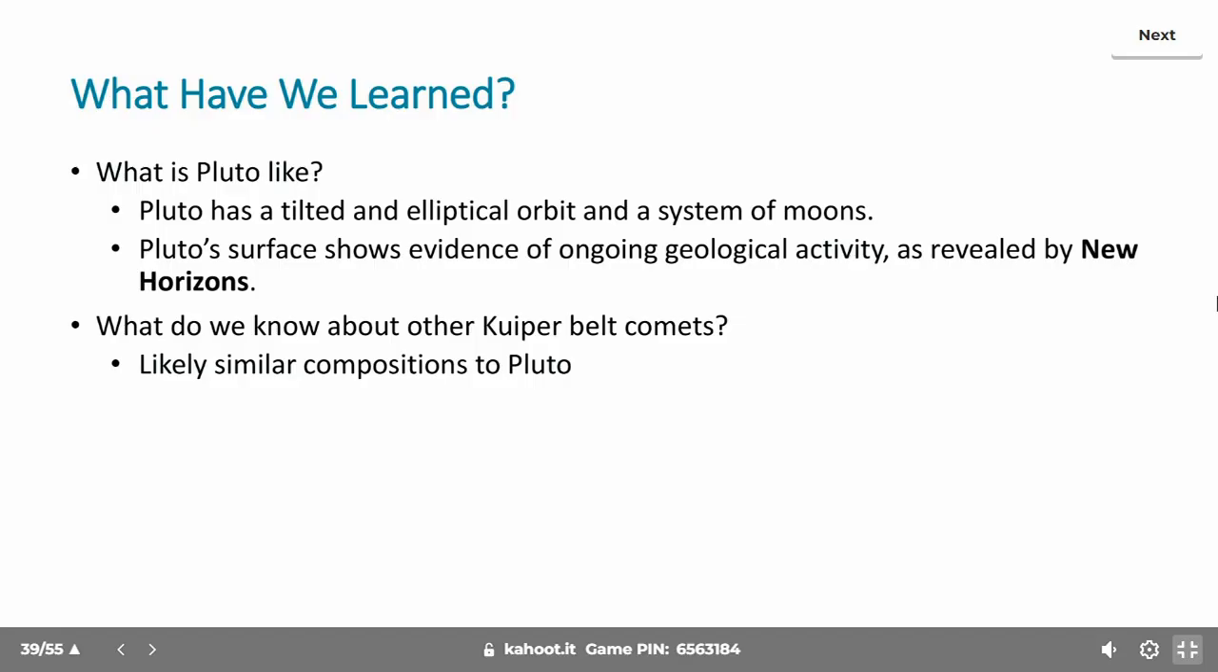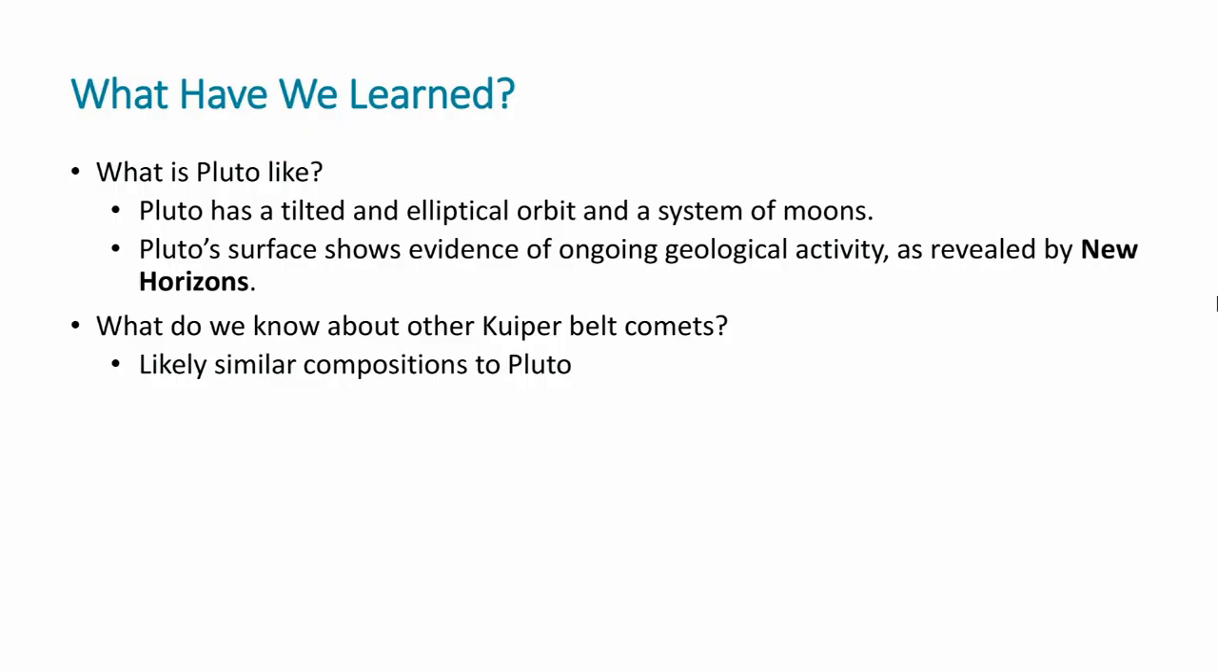So Pluto has a very elliptical orbit compared to the other planets, and it has a tilted orbit. It does have a system of moons. There's evidence of geologic activity on the surface of Pluto, and we don't have a lot of data on Kuiper Belt objects, so we kind of have to base any inferences we can off of the little data that we have from Pluto.